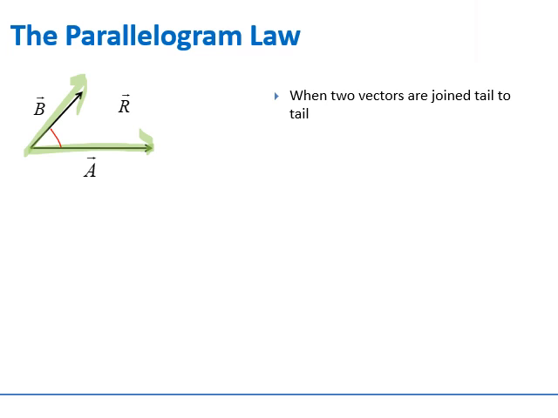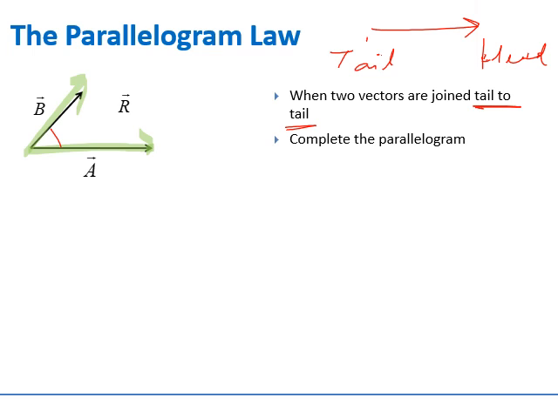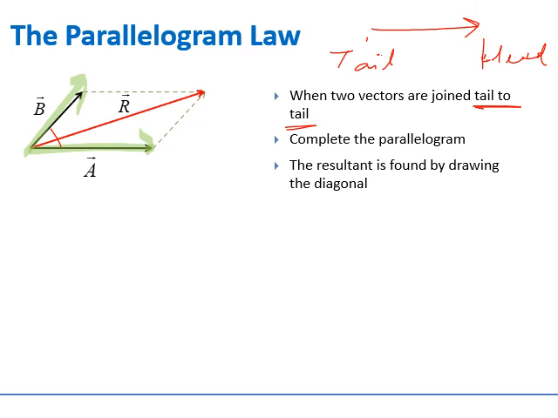When two vectors are joined tail to tail, for a vector, this point is known as the tail of the vector, and this point is known as the head of the vector. So if two vectors are joined tail to tail, then just complete the parallelogram, and the resultant is found by drawing the diagonal of this parallelogram. So this line will give you the resultant of these two vectors A and B vector.